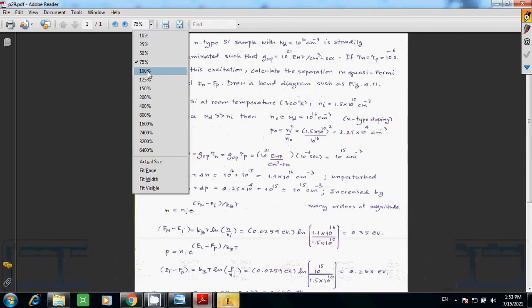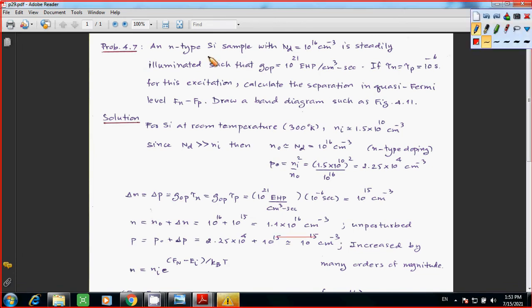Next problem, problem 4.7. A silicon sample with ND, that's donor concentration, equal to 10 to the 16th per cubic centimeter, is steadily illuminated such that GOP equals 10 to the 21st electron-hole pairs per cubic centimeter second. If tau n, that's the lifetime of electron, equals the lifetime of hole, equal to 10 to the negative 6 seconds for this excitation, calculate the separation in quasi-Fermi levels, or Fn minus Fp. Draw a band diagram such as figure 4.11. Okay, now you have something to do with optical.